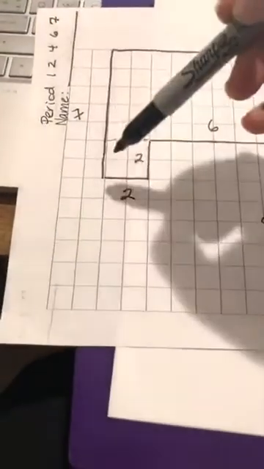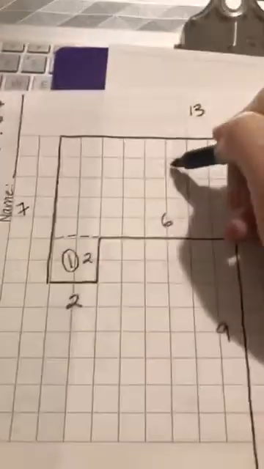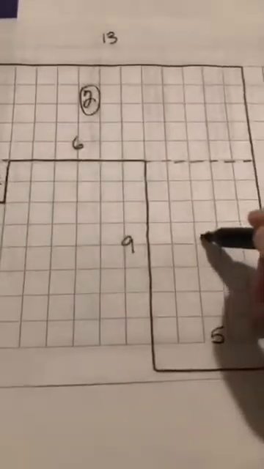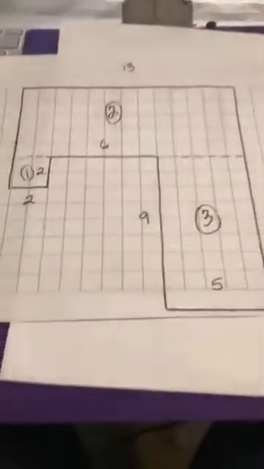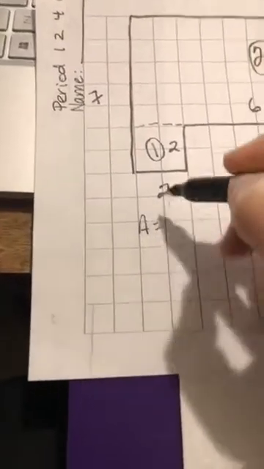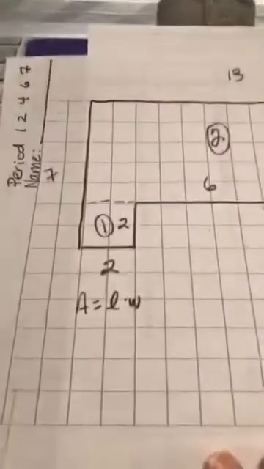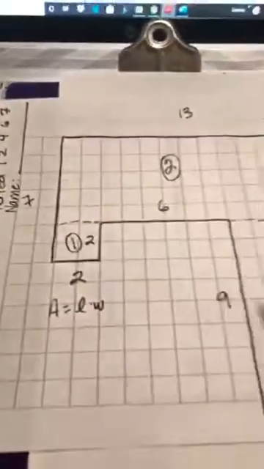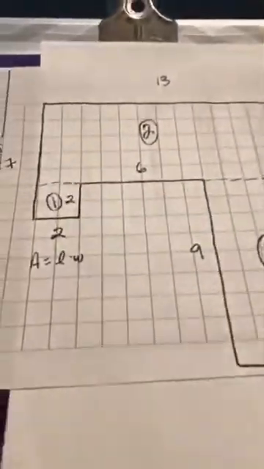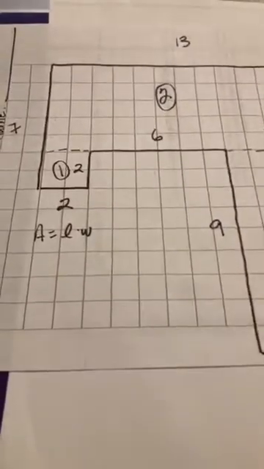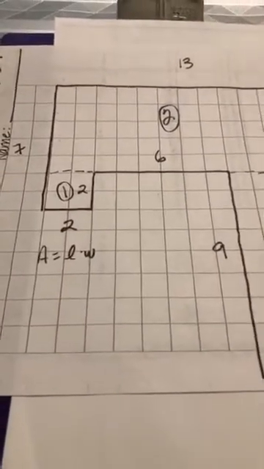So, I have this little piece. I have this big piece, and then I have this other rectangle. So, the area of a rectangle, length times width. Okay, you learned that in 5th grade. That's not a 6th grade skill. The only 6th grade skill here is that now you have to use that 3 different times in the same shape and add them all together. So that can be trickier.